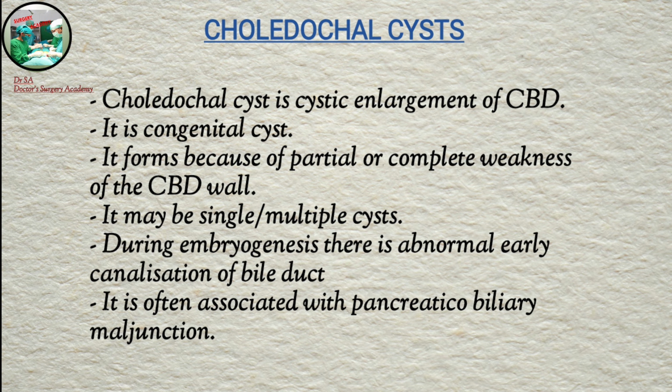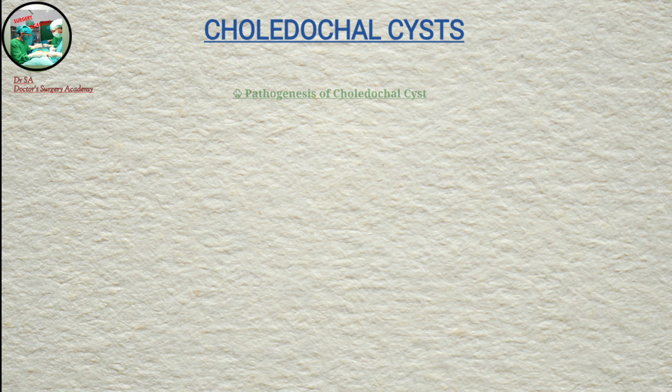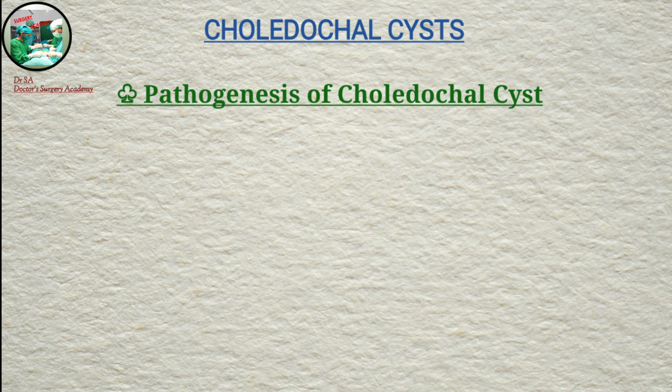During embryogenesis, there is an abnormal early canalization of the bile duct. It is often associated with pancreatico-biliary maljunction. Next point, pathogenesis of choledochal cyst. One of the important theories behind the formation of choledochal cyst is the presence of an anomalous pancreatico-biliary junction.